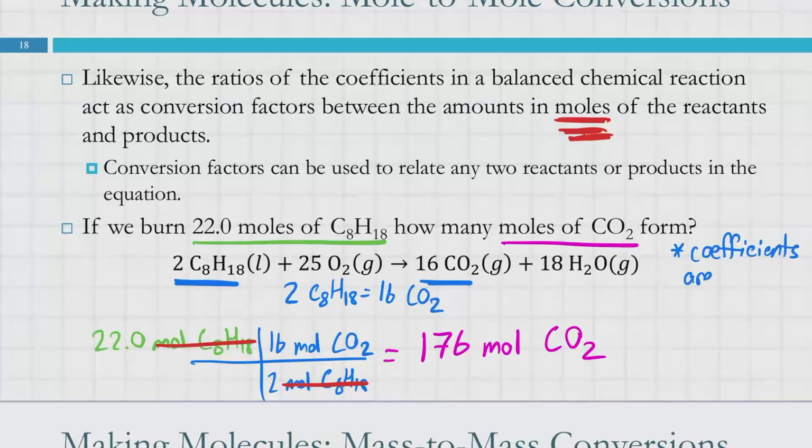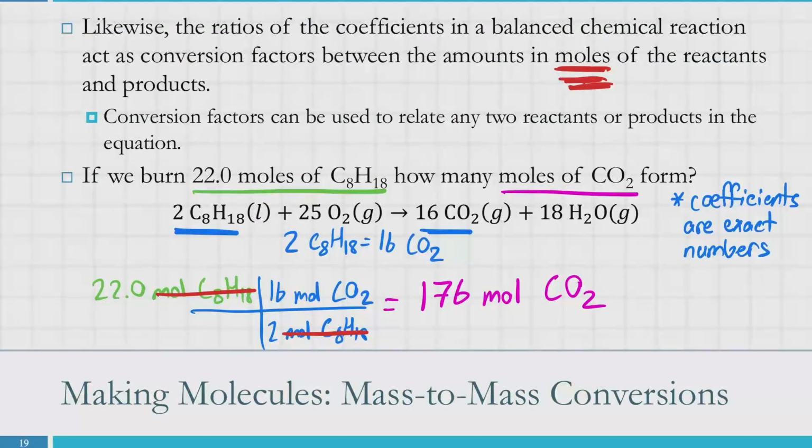So coefficients are exact numbers in terms of significant figures. So this is just the stoichiometry step. We are almost never going to just do this stoichiometry step. We're going to be incorporating it into a larger equation.